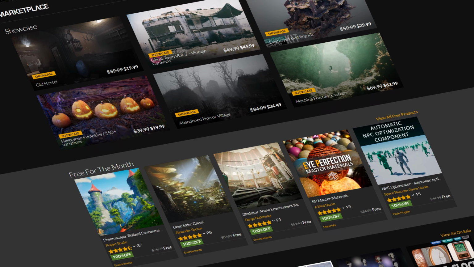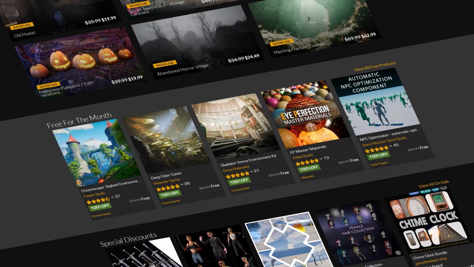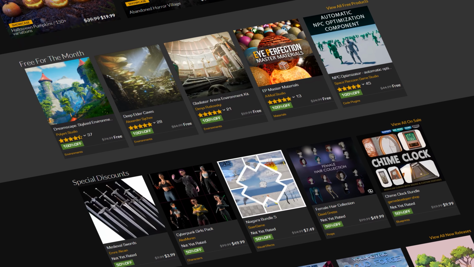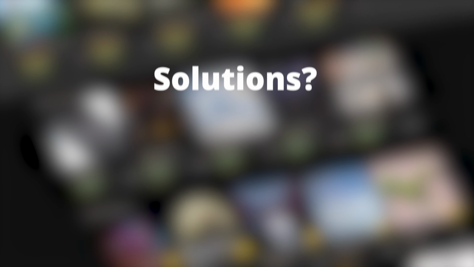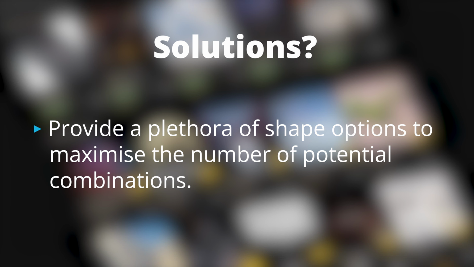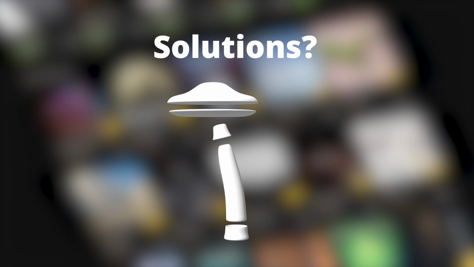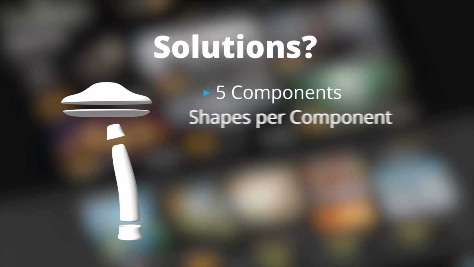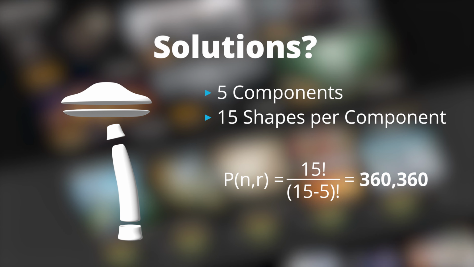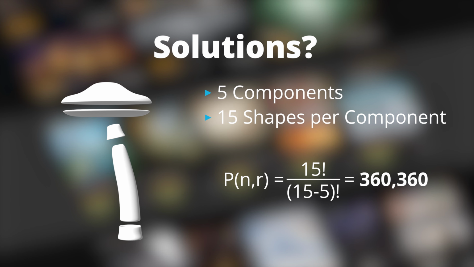After all, no one likes seeing the same assets being used across multiple projects, as it kills any sense of originality. One solution is to have a wide variety of shapes to increase the number of potential combinations. For example, a mushroom made up of 5 parts with 15 possible shapes for each results in over 360,000 potential combinations. But that's not enough.